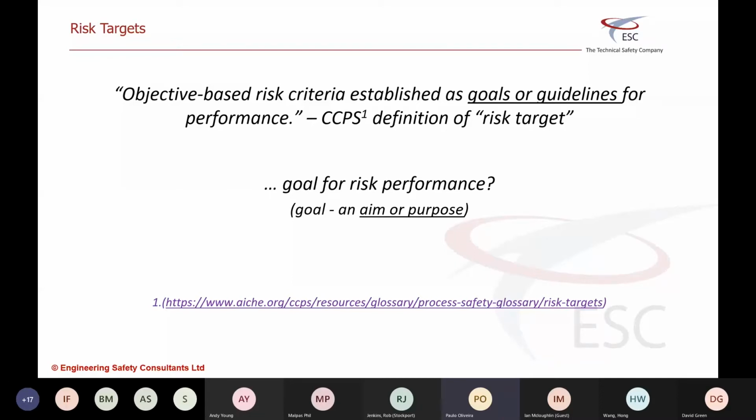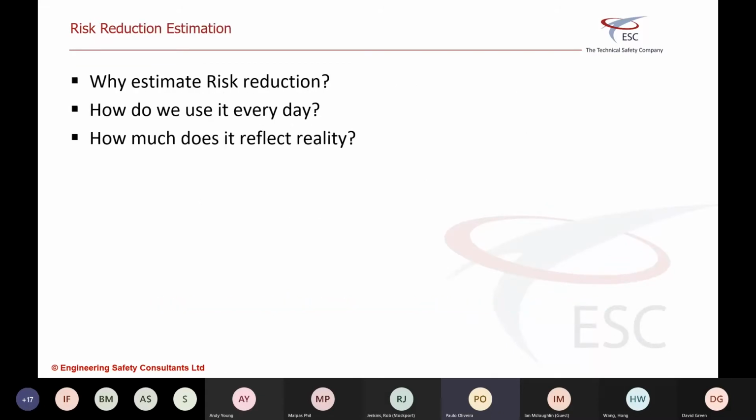Well, one concept that's associated with risk targets and risk management on any company or any business or even in day-to-day life is risk reduction. You go from a level of risk that you deem to be unacceptable to a level of risk that you deem to be acceptable, and that journey is the journey of risk reduction. So why do we need to know how much risk reduction we require? And again, same questions. And how do we actually use that every day? And does it actually reflect the reality of what we're doing?